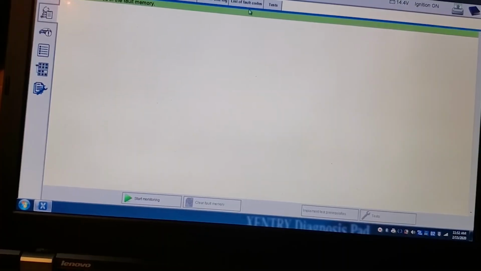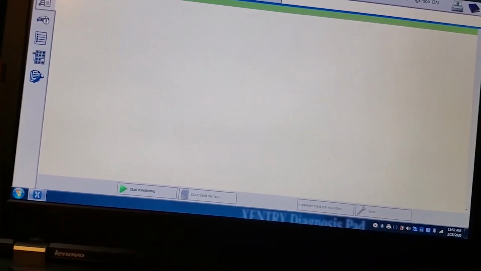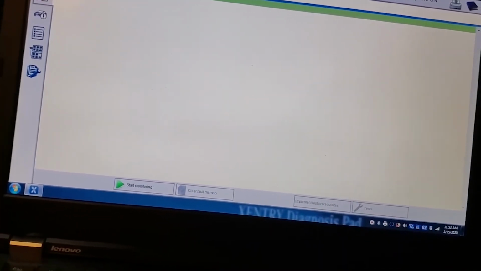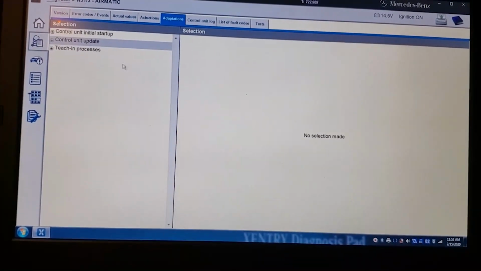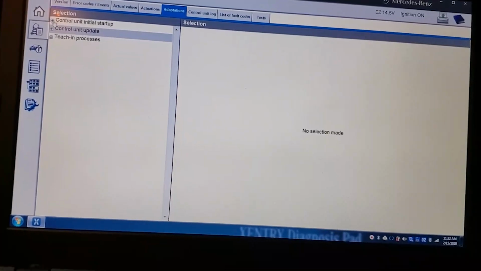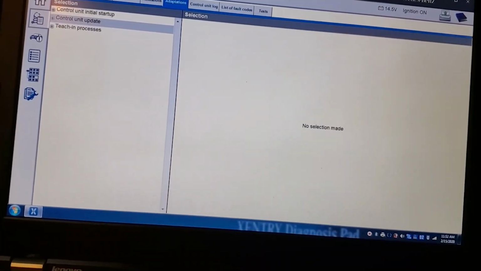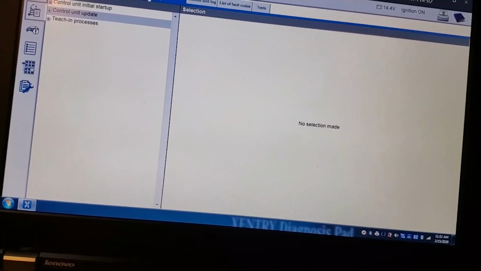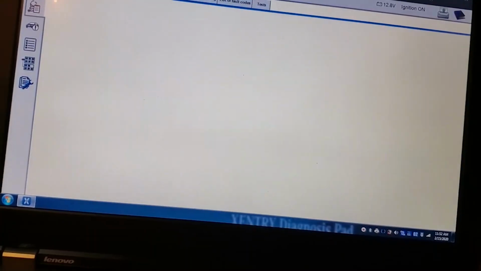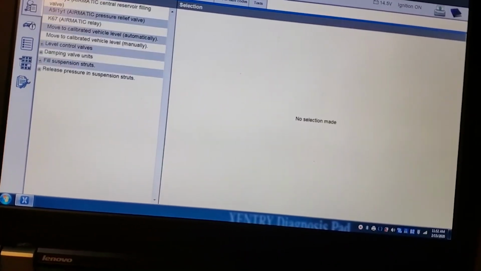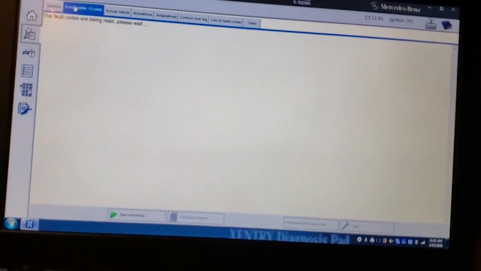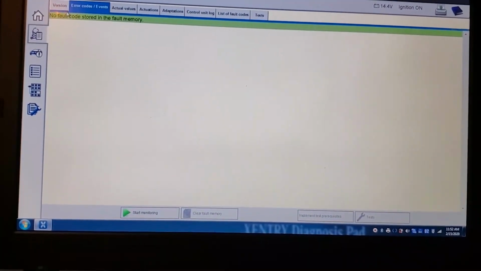So I don't want to do any adaptation. I don't have any adaptation for that. Okay. Actual value or actuation. You see the way it works. Okay. There's no code till now.